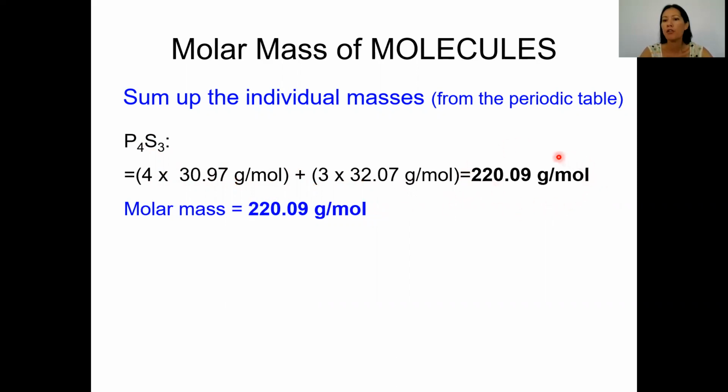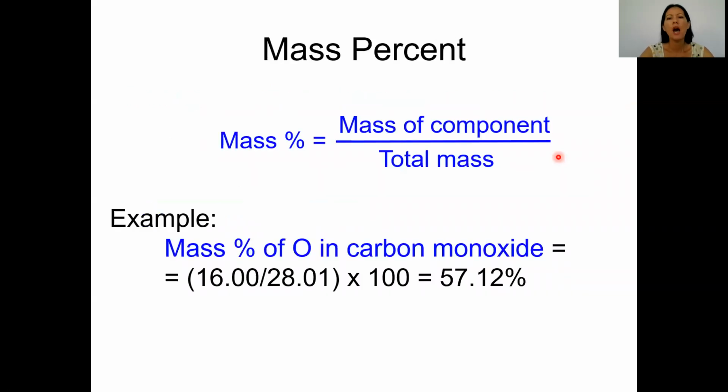You've already seen how useful molar mass is. It can be used as a conversion factor, going from grams to moles or moles to grams. Another kind of calculation we use is mass percent. This is basically the mass of a single component out of the total mass.